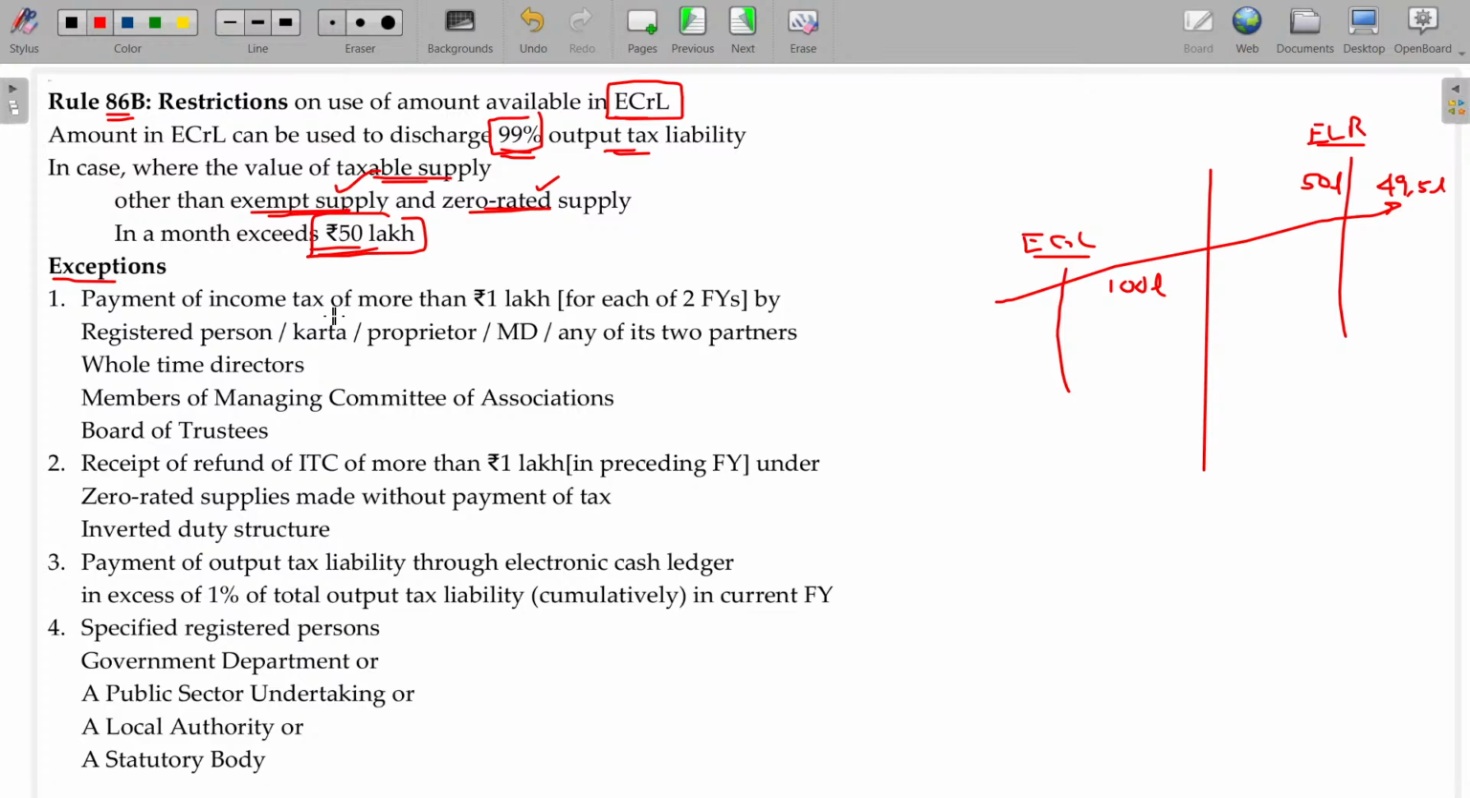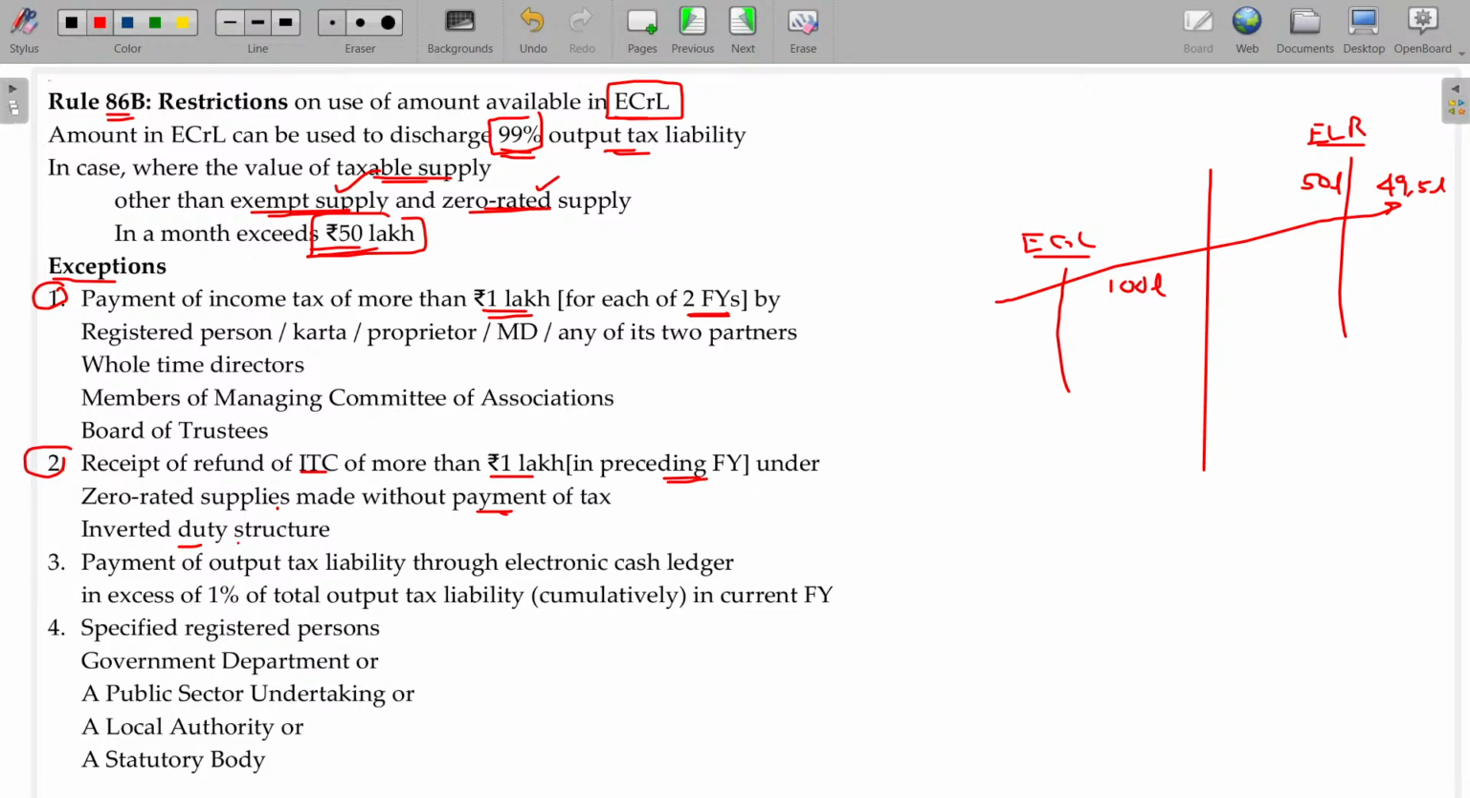Exceptions. Payment of income tax more than 1 lakh for each of the 2 financial years, then he is eligible to pay completely, no problem. You understand? And receipt of refund of ITC of more than 1 lakh in the preceding financial year under zero rated supply without payment of tax and inverted duty structure. So he is also eligible.